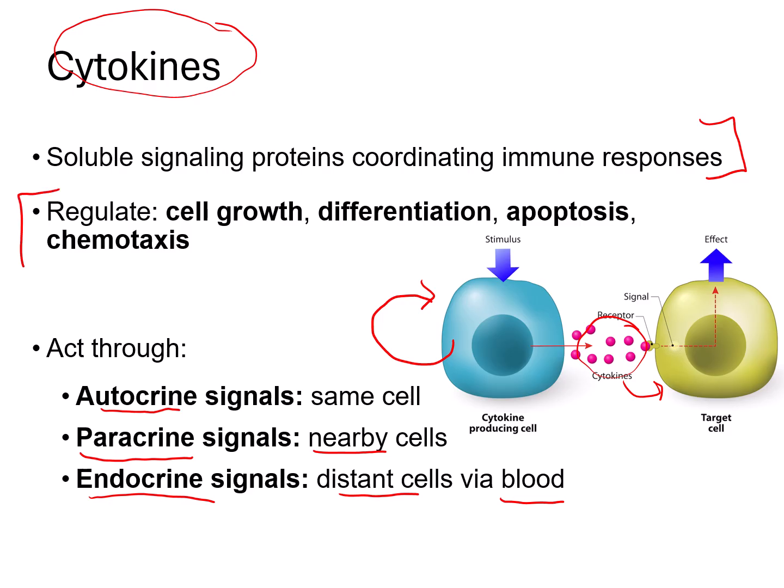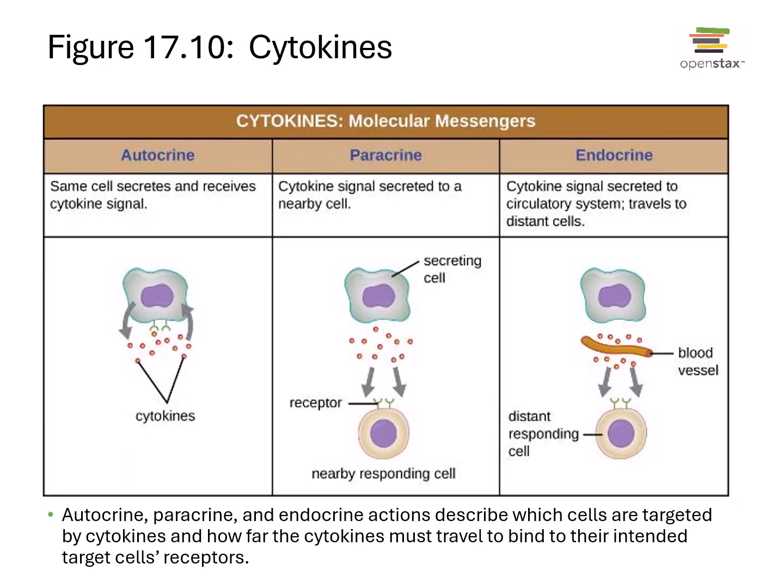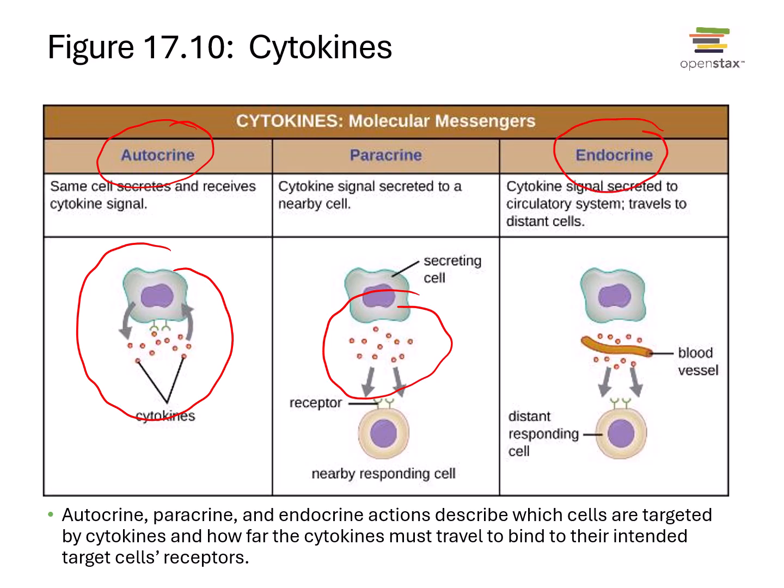And these cytokines can also regulate cell growth, differentiation, apoptosis, which is sometimes called cell suicide or self-destruction, as well as chemotaxis. Here are those different types of chemical messengers. We saw autocrine, where the same cell secretes and receives that cytokine signal. Paracrine is when they're secreted to nearby cells, and endocrine is far away, so the cytokines travel through the bloodstream, through blood vessels, and affect a distant cell.